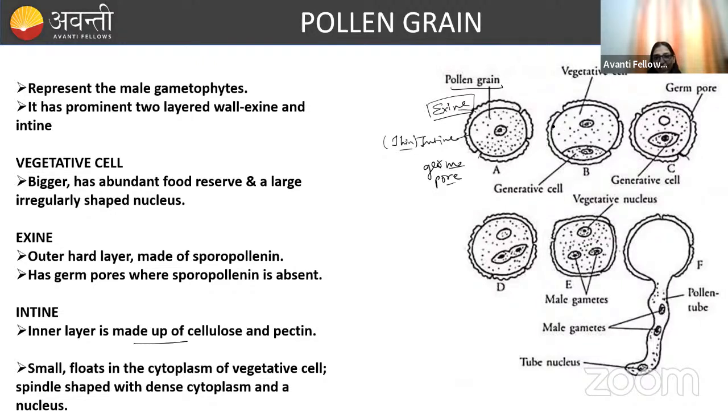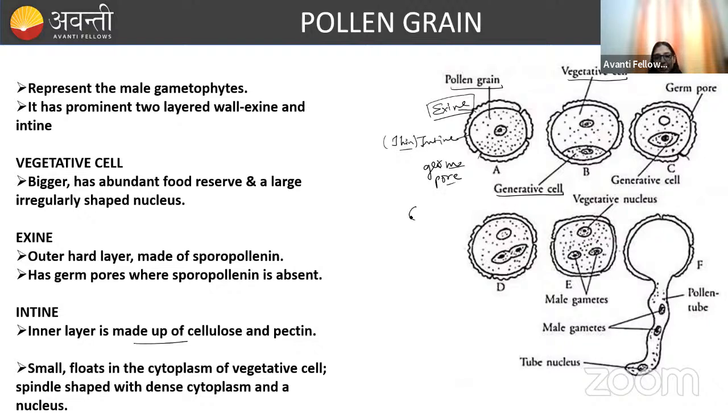Now, mitotic division occurs in the pollen and it is divided into 2 cells: a vegetative cell and a generative cell. The vegetative cell is large in size, consists of abundant food reserve, and has an irregularly shaped nucleus. The generative cell is smaller in size, floats in the cytoplasm of the vegetative cell, and has a spindle-shaped nucleus.